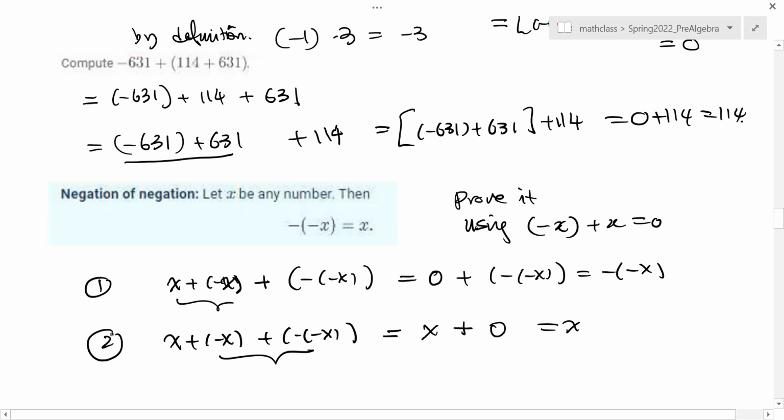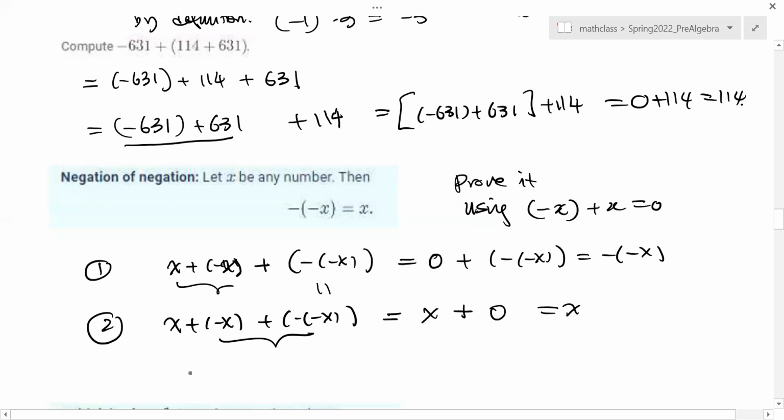So you look at the left-hand side, they're all equal. That implies negative negative x should be equal to x. That's a proof, you see? That's called a proof. That's not easy to understand.